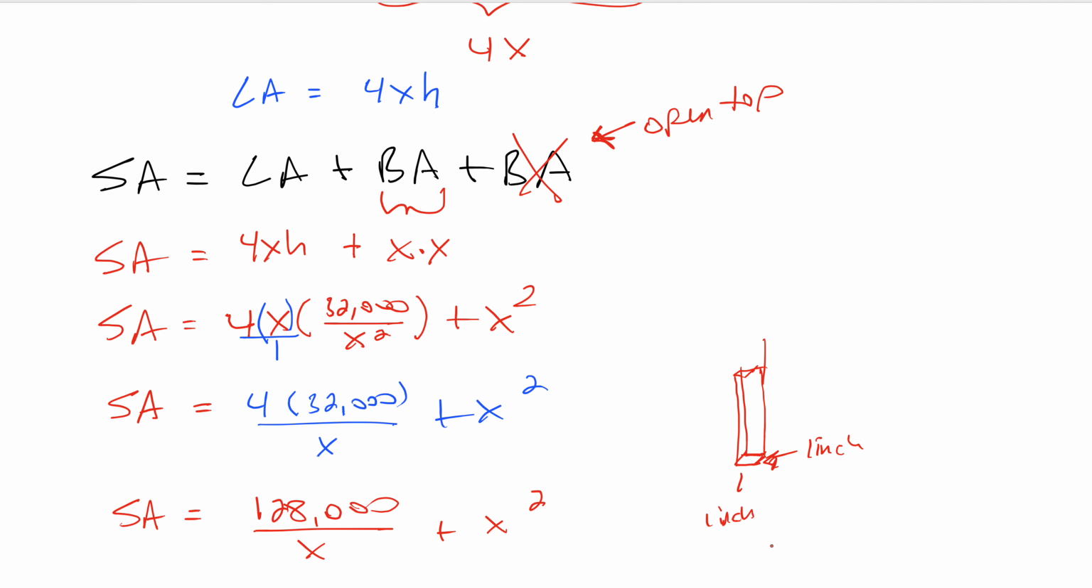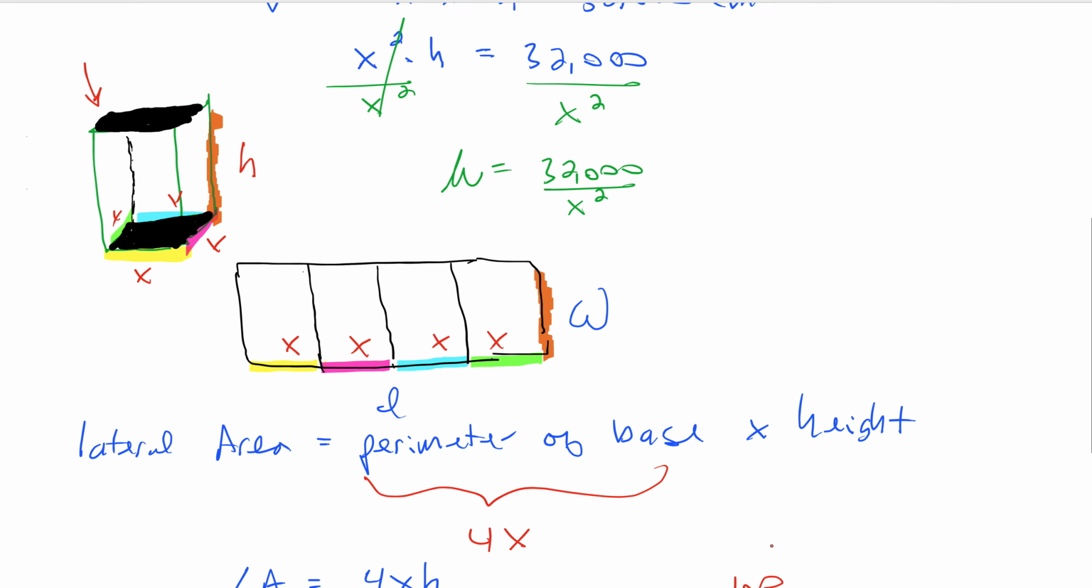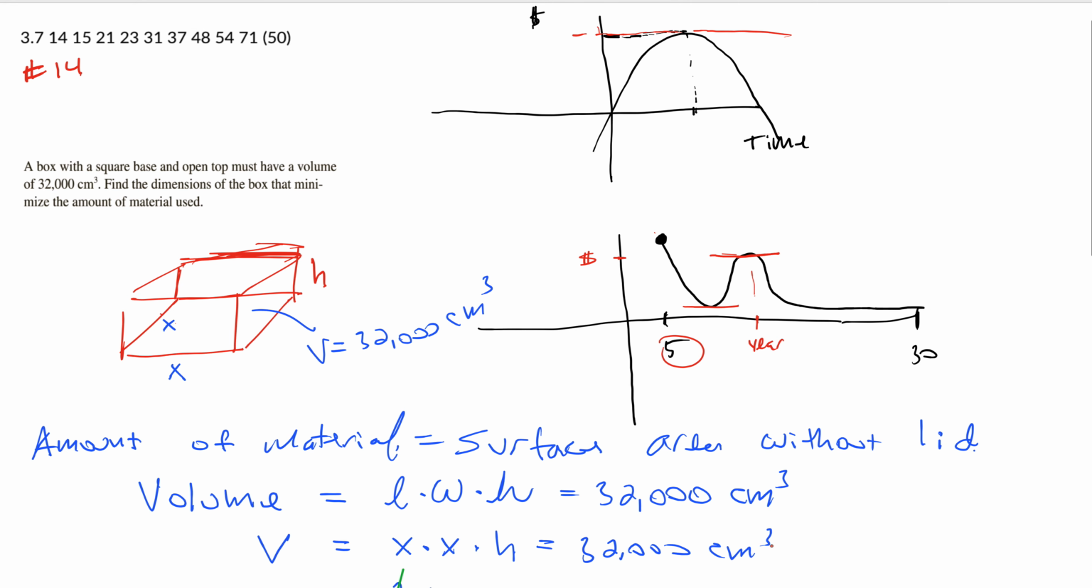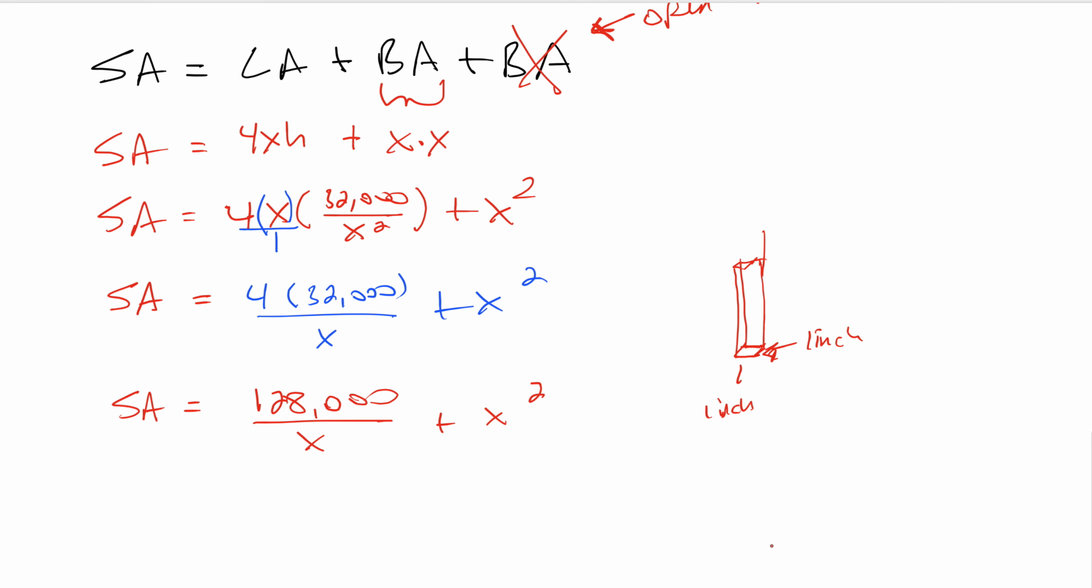What's that? Yeah, if I want to know how much wrapping paper I needed for my 1 inch silly example, it's got to satisfy the criteria of having a volume of 32,000 centimeters cubed, right? So it's going to be a very tall box because it still has to satisfy that criteria. Okay, so let's erase this for a second.